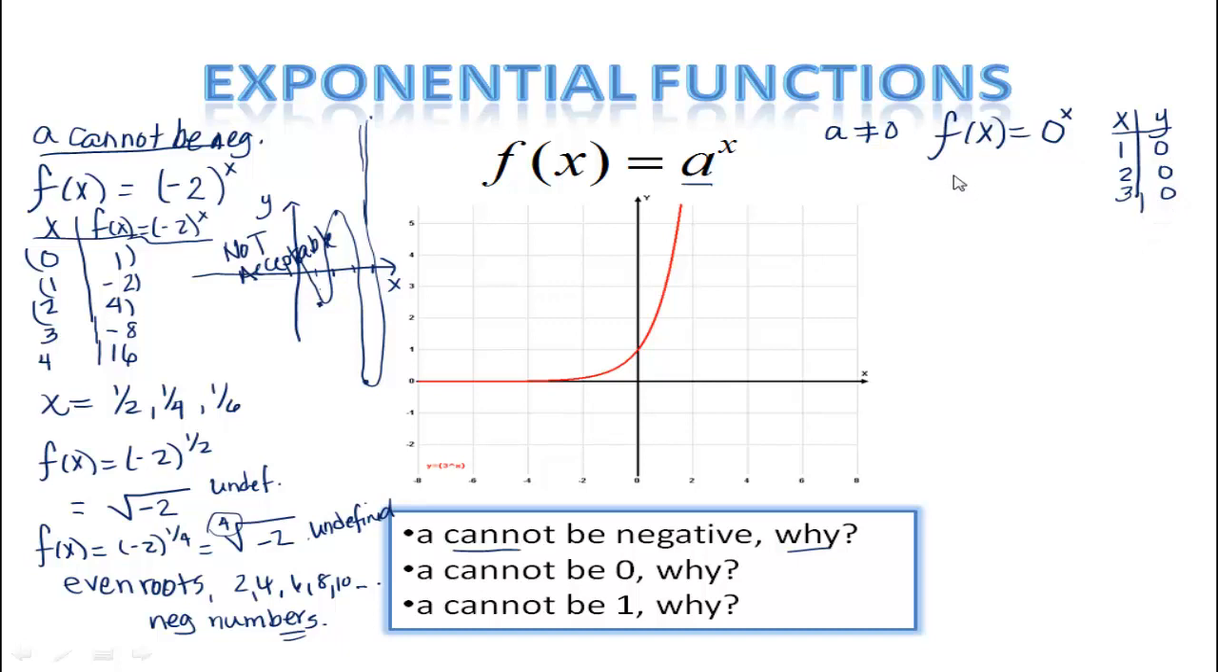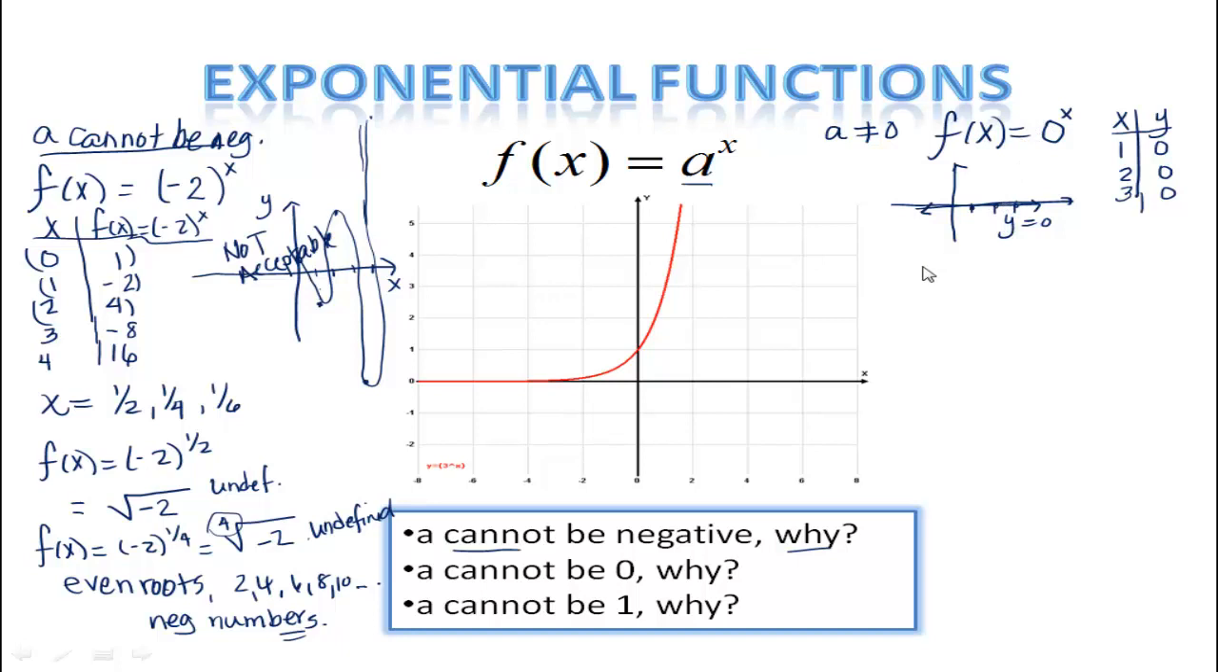So if I were to graph this function, for x equal to 1, I will have 0. For x equal to 2, I will have 0. For x equal to 3, I will have 0. And I end up with a constant function on the x-axis, or the y equals 0 line. And this is not an exponential function. It becomes a constant function, so that's one reason why a cannot be 0.